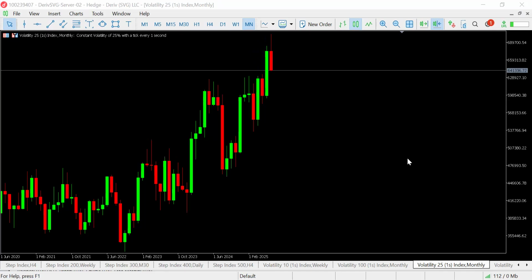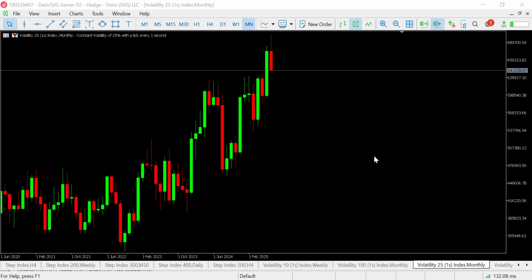So as part of our top-down analysis series, today I'm going to be looking at the Deriv synthetic index Volatility 25 (1s). And as we all know, I like starting my analysis from the monthly time frame and then we'll gradually work our way down to the minutes or the hourly time frame where we can find trading opportunities.